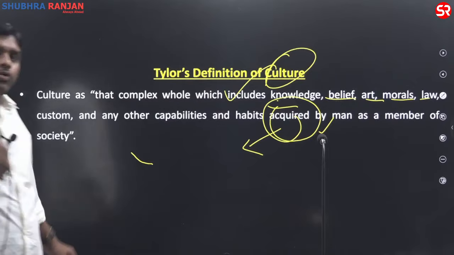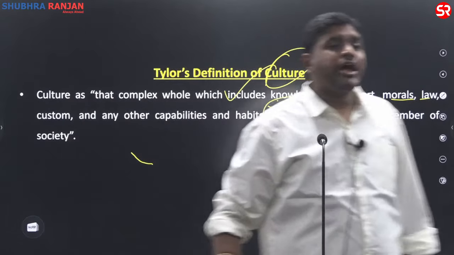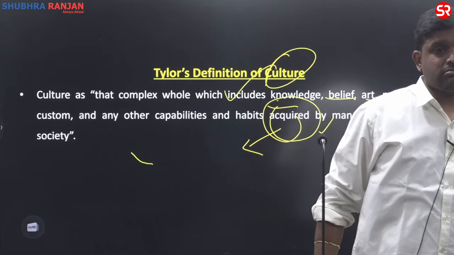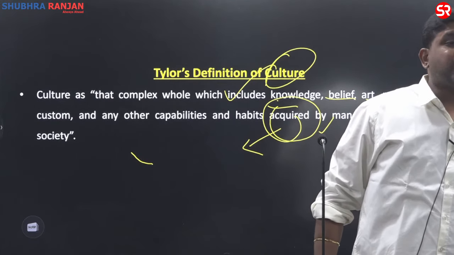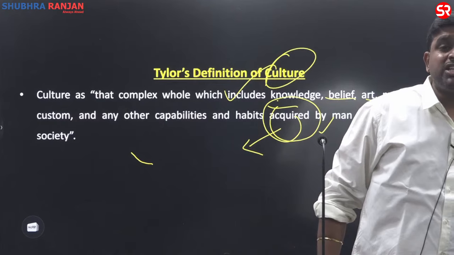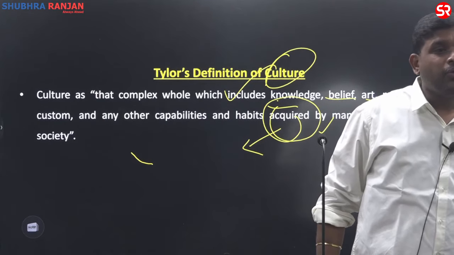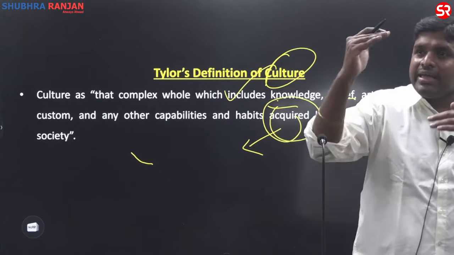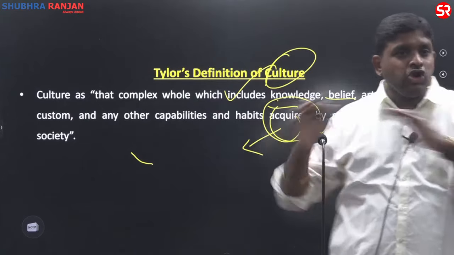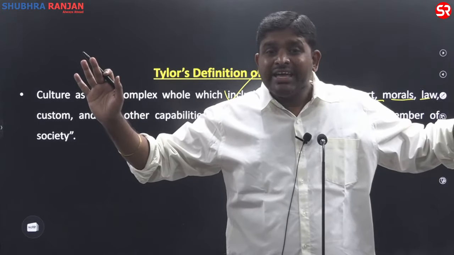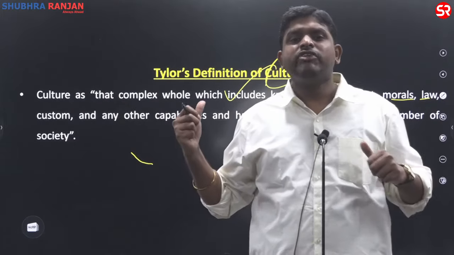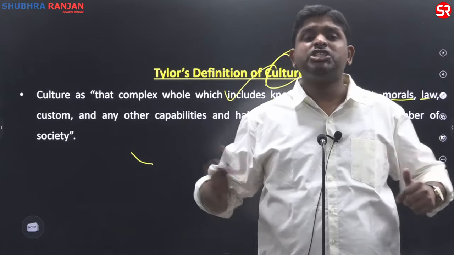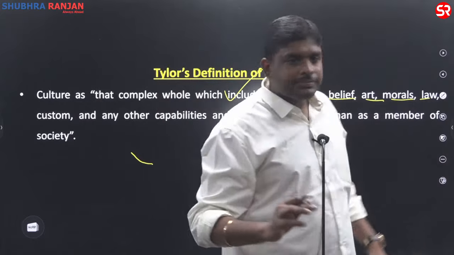Why? Because up to now, there was a belief that the white man has a supreme culture. Why? Because his birth happened in that family. So the culture is passed from one generation to another generation. How? By blood, by inheritance. This man told, no, culture cannot be inherited. Culture will be acquired. That is the reason this definition, which is mentioned in the book called Primitive Culture, became very, very famous.